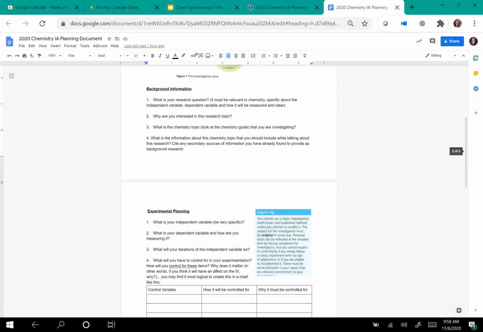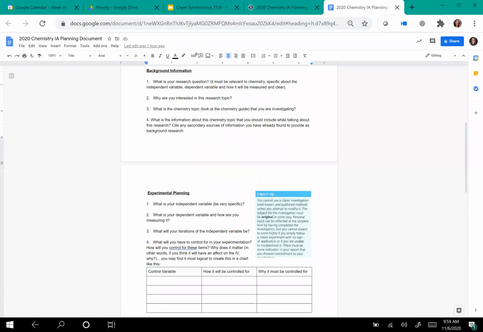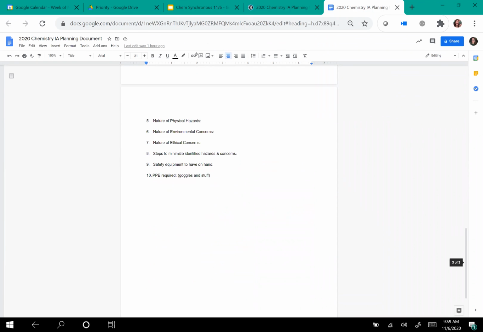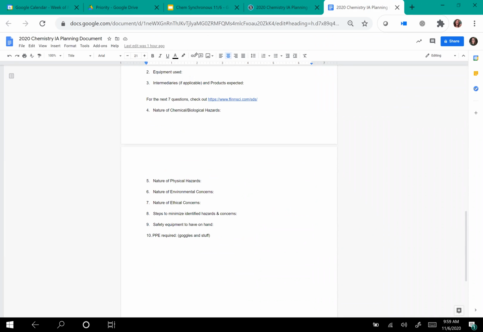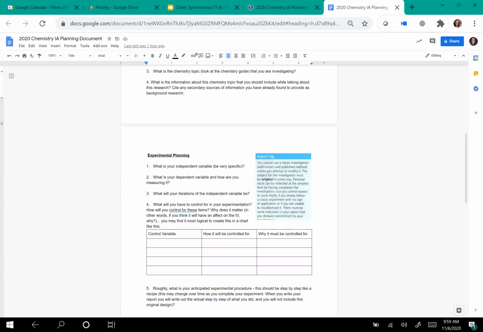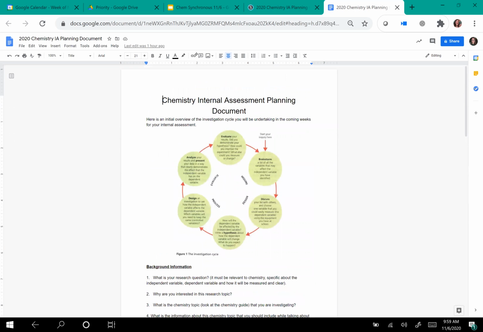Then I've pulled apart all of the main things that you need to know and have for your experiment planning part. So the personal engagement and the exploration basically show up here with these questions. Ideally, this is going to make your life super easy with planning your IA, because it's going to guide you through the common missteps that people have and past those missteps.